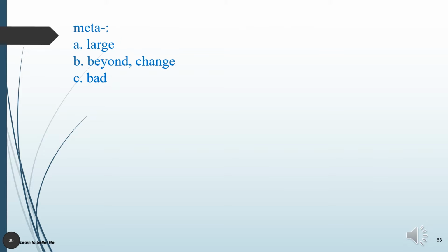Meta means what? A. Large. B. Beyond, change. C. Bad. The answer is B. Beyond, change.